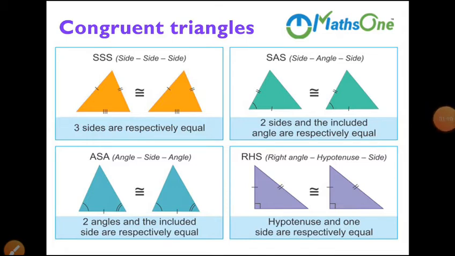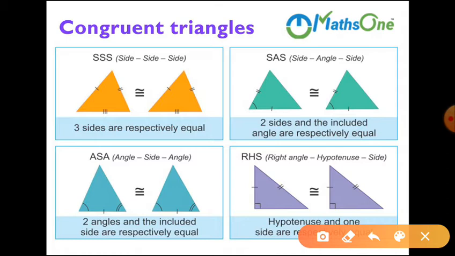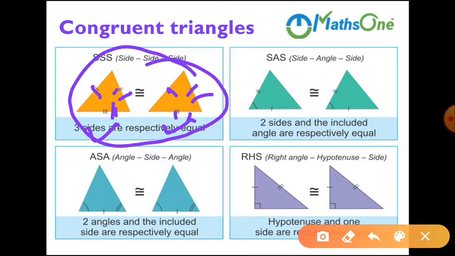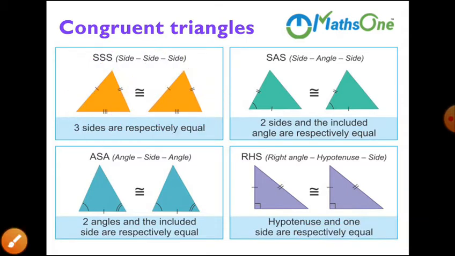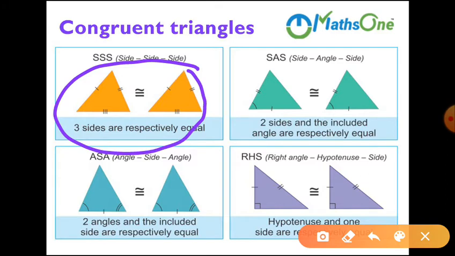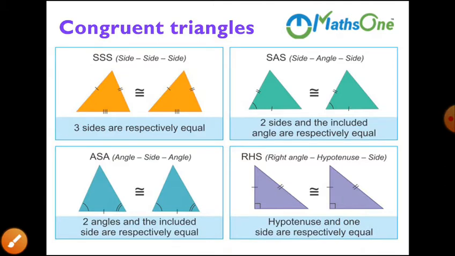Here are some congruence criteria. You can see that the first one is SSS. If two triangles are congruent to each other, their corresponding sides must be equal. The first side is equal to the first side, the second side is equal to the second side, and the third side is equal to the third side. All three sides of the first triangle are equal to those of the second triangle. So we can say that these two triangles are congruent to each other by SSS congruency.